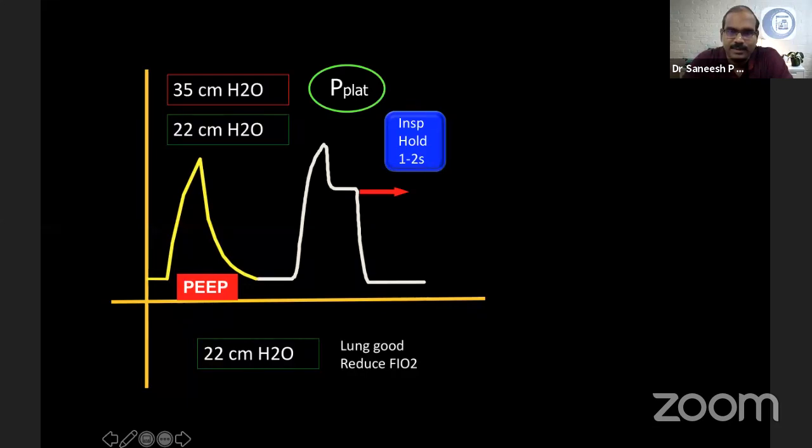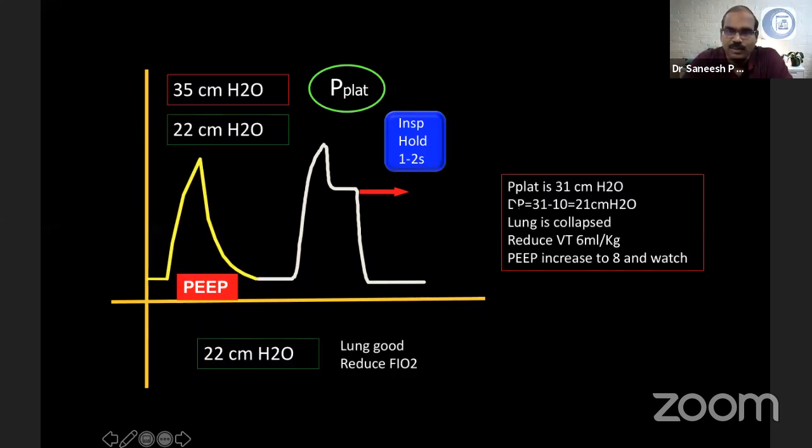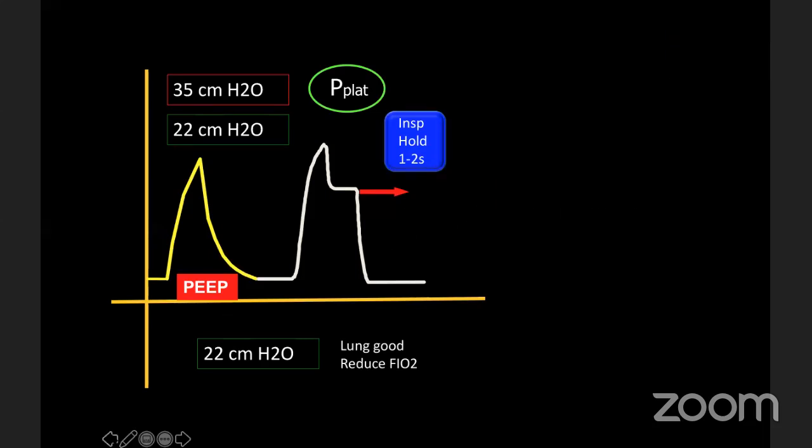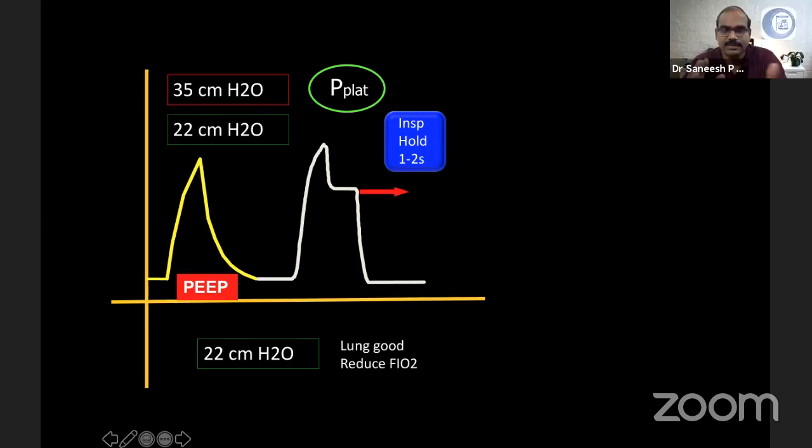Okay, inspiratory hold for 1 to 2 seconds. So what you found is plateau pressure is 31. Still it is high. No, we are thinking about a second scenario. Okay, we are deviating from the initial one. Suppose the peak pressure is 35 and the plateau pressure is 31. Okay, sir.